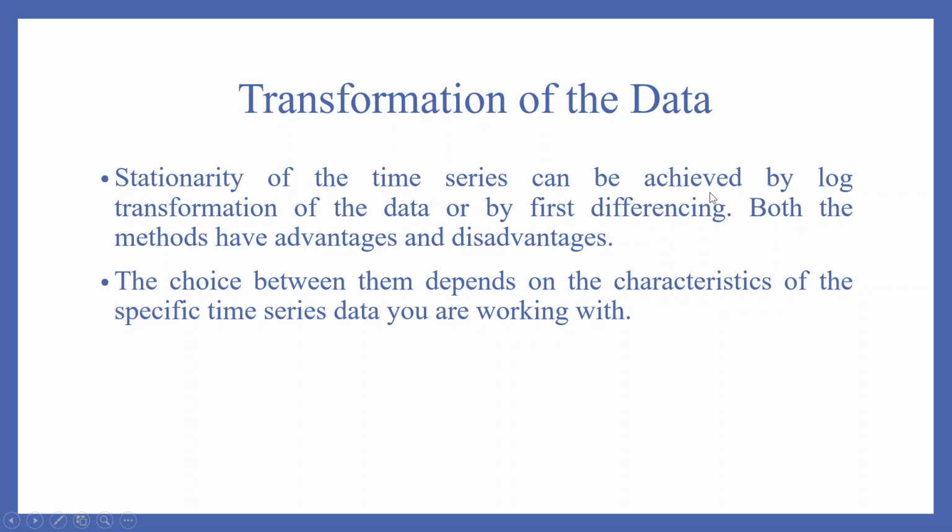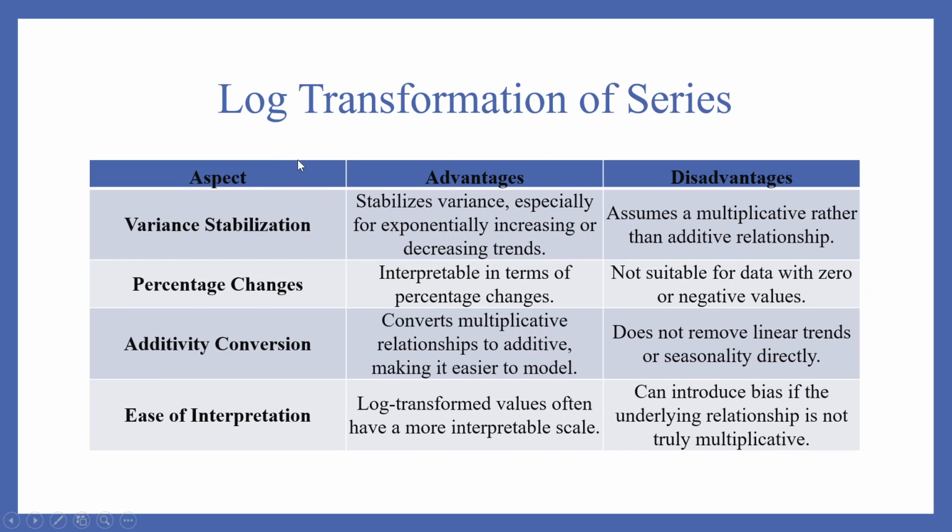Stationarity of the time series can be achieved by log transformation of the data or by first differencing. Both the methods have advantages and disadvantages. The choice between them depends on the characteristics of the specific time series data you are working with. Let's see the advantages and disadvantages of the log transformation of the series. The first is variance stabilization. Stabilizes the variance, especially for exponentially increasing or decreasing trends. Disadvantage, assumes a multiplicative rather than an additive relationship.